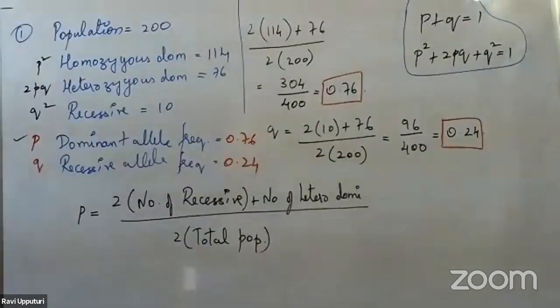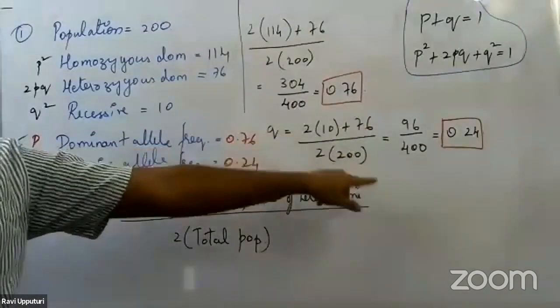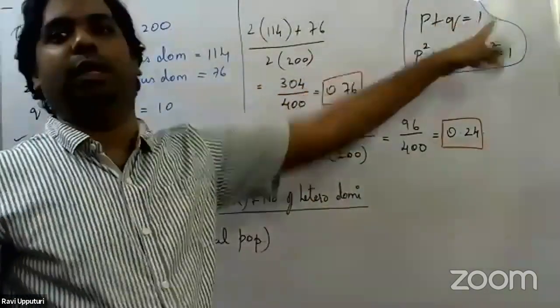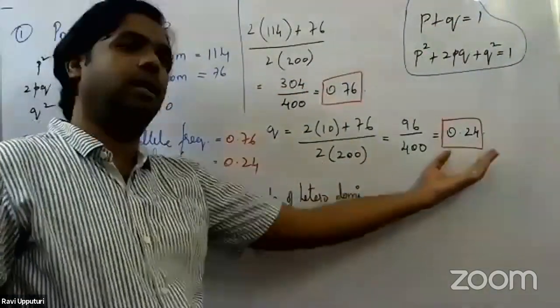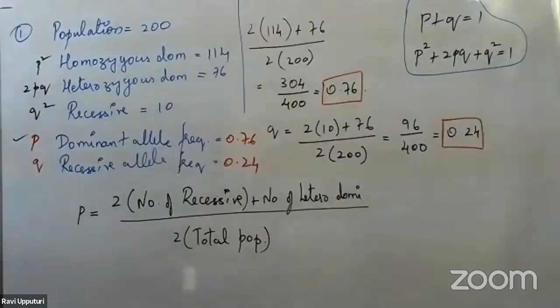One more way we can do is, once you get your p value, we can find out q also from p plus q equals 1. Anyways, that way also you will be getting 0.24. But this would be the correct method of how we actually start doing it. So this is what we have with the second model with regards to the Hardy-Weinberg principle.